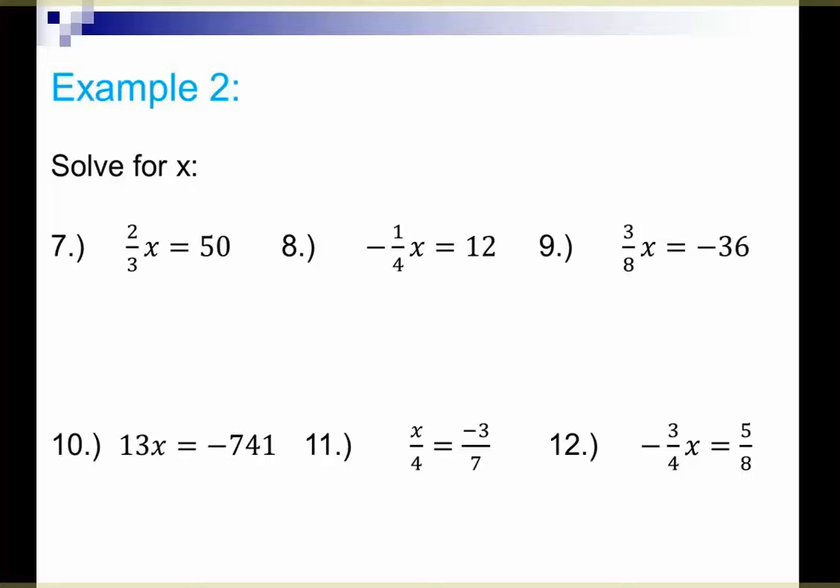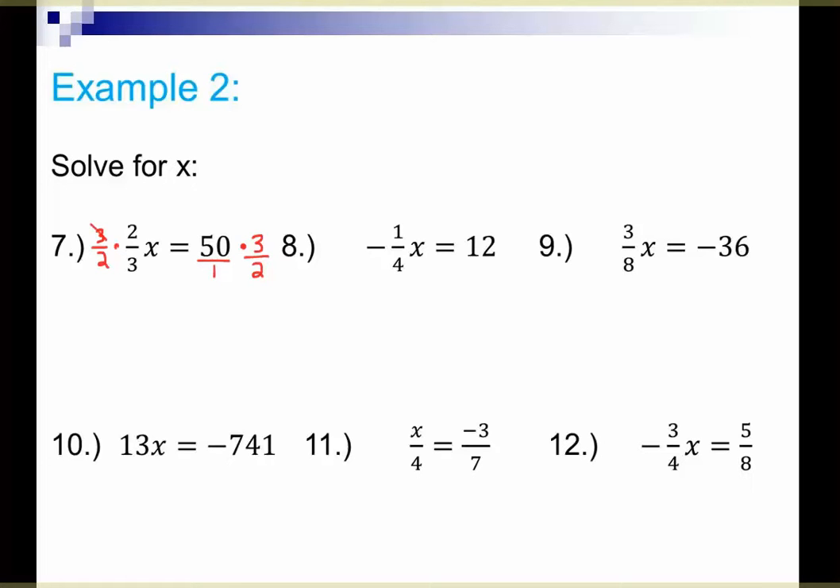Okay, let's take a look at how we did. We'll start with number 7, 2/3 x equals 50. How do we get rid of that 2/3? Well, we're going to multiply by the reciprocal. So we're going to multiply both sides by 3/2. Notice I keep that 3 up top with the 50, and that 2 is on bottom, just like that 50 is on top, and there's really an invisible 1 right there. Okay? All right, let's see what cancels out.